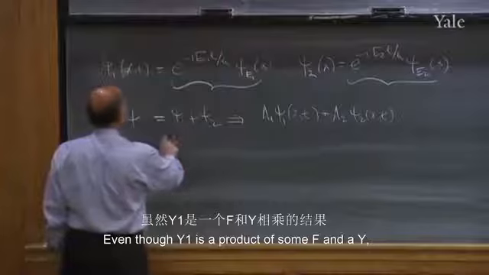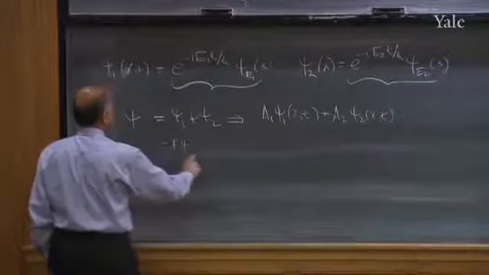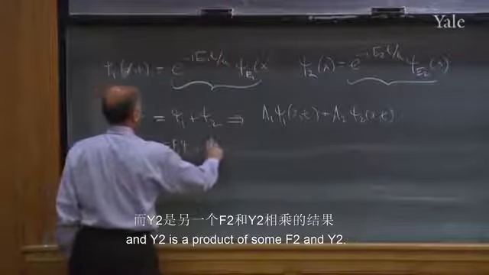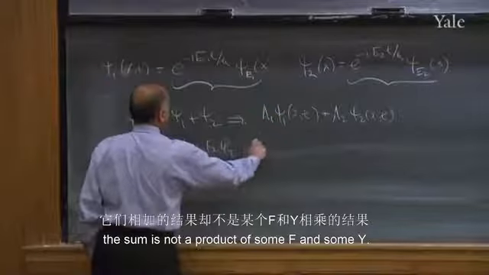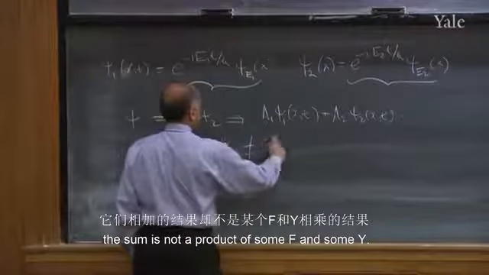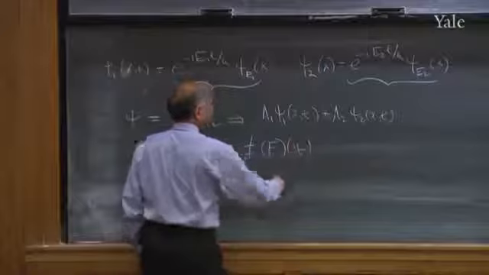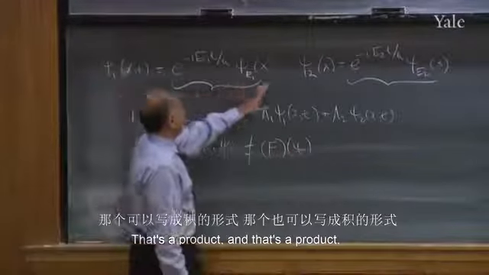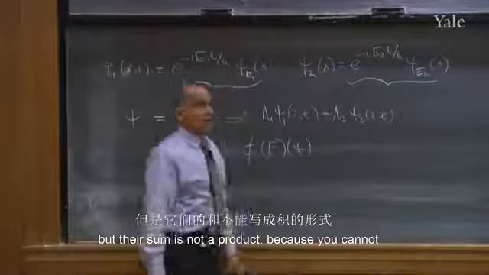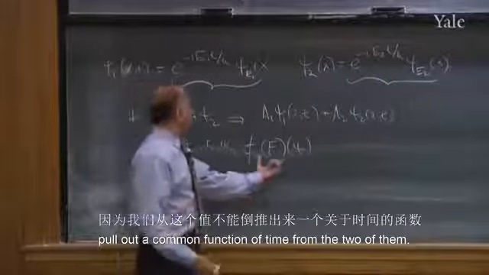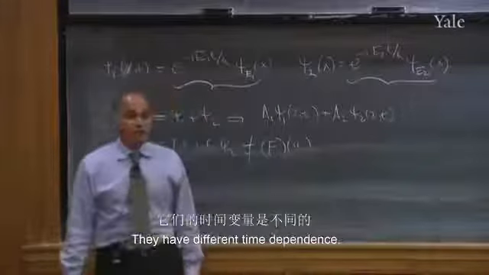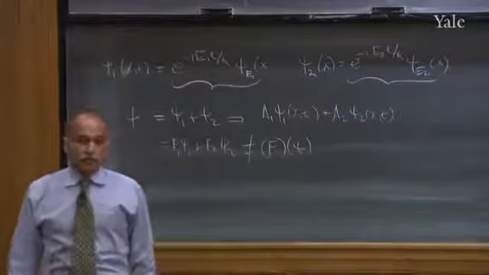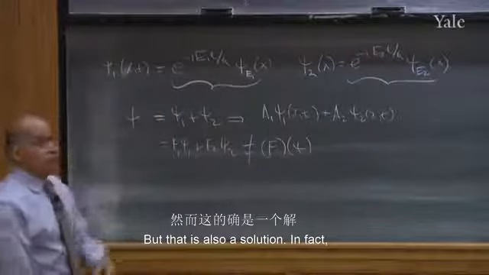Even though psi 1 is a product of some f and a psi, and psi 2 is a product of some f2 and psi 2, the sum is not a product of some f and some psi. You cannot write it as a product. You understand? That's a product, but the sum is not a product because you cannot pull out a common function of time from the two of them. They're different time dependence. But that is also a solution.